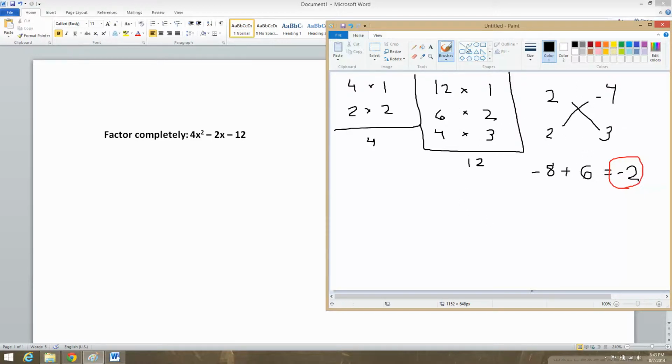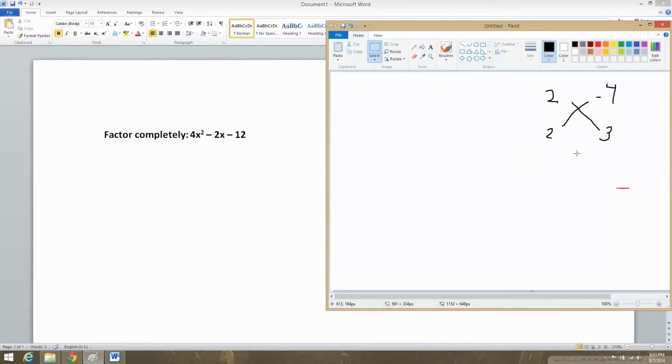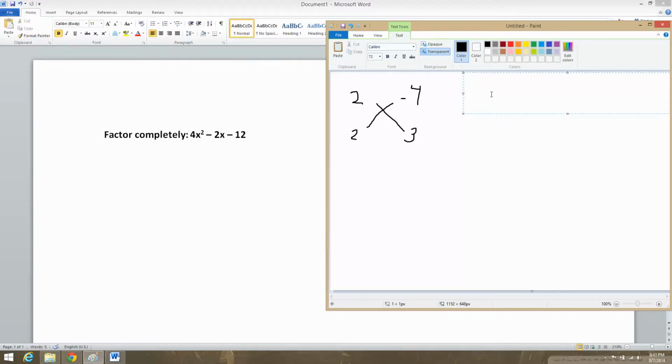So what we do from here is, since that's correct, we can disregard all of this. Since we're done using that, we're going to take this and turn it into something a lot more complicated. We're going to take this first number, 2, and add an x to it, and since it's a negative 4, we're going to add 2x minus 4. And then 2 and 3, so 2x plus 3.